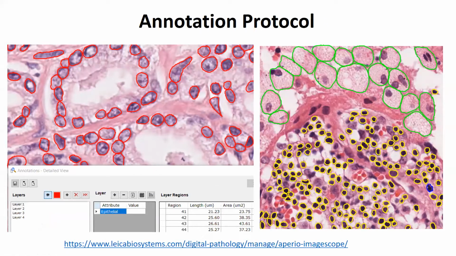I'm going to explain now the annotation protocol. We have used ImageScope to annotate different cell types. ImageScope is produced by Leica Biosystems and is openly available. You can download it from the link if you want to. And these cells we annotated using different layers, and different colors we have used for different cell types. For example, here you can see layer 1 we used for epithelial, and we marked this as red. And in marking lymphocytes, we used yellow color, and we used layer 2 for that. Similarly, macrophages in green and neutrophils in blue.